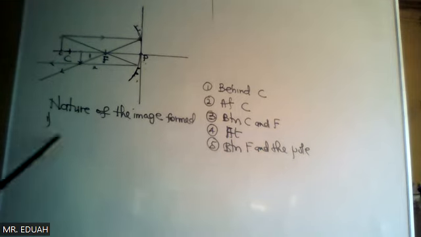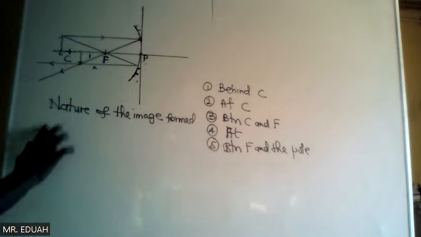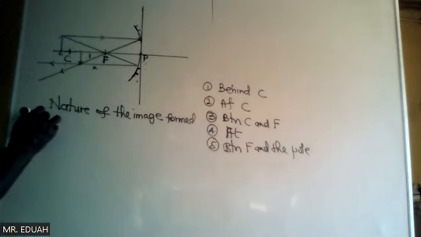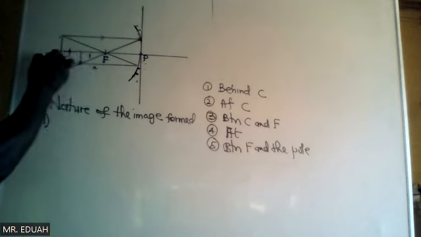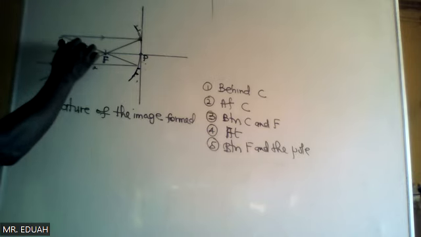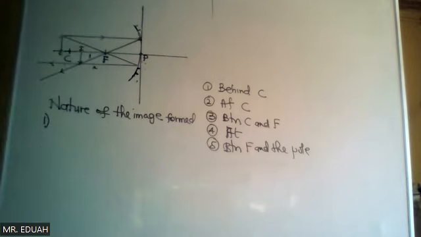So let's look at the nature of the image formed. Chrysler, what will you say about this image? Look, there's the object, this is the image. Chrysler, what will you say about this image? Just give me one observable feature you are seeing.